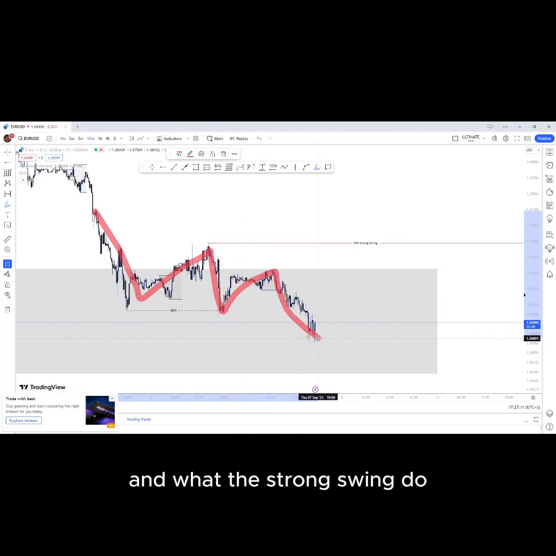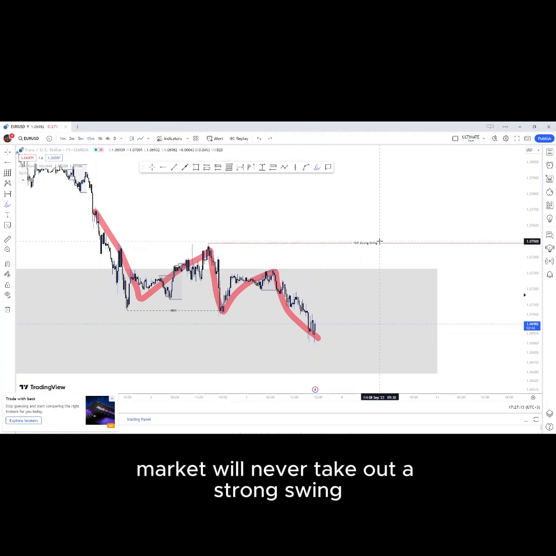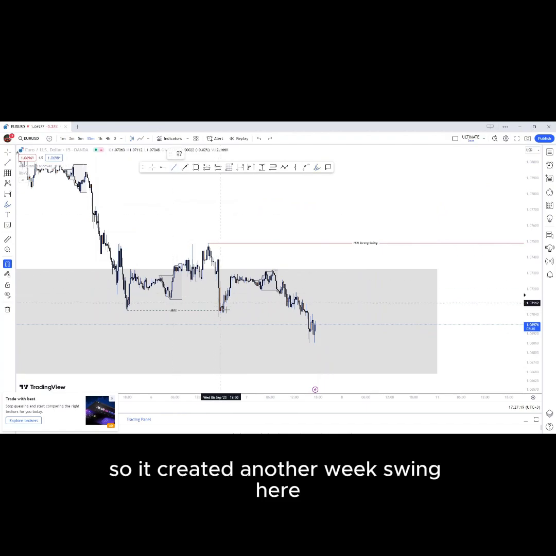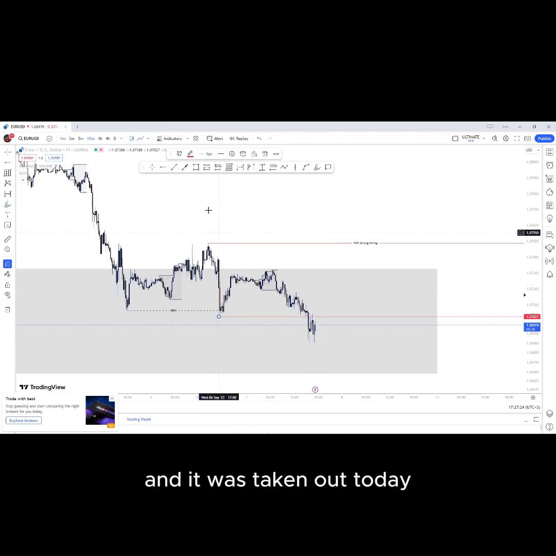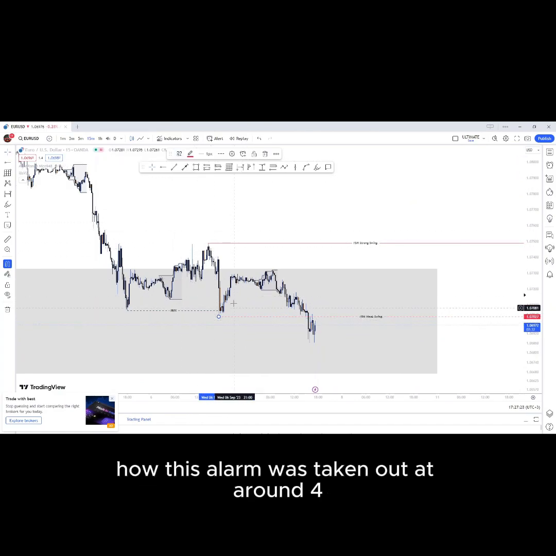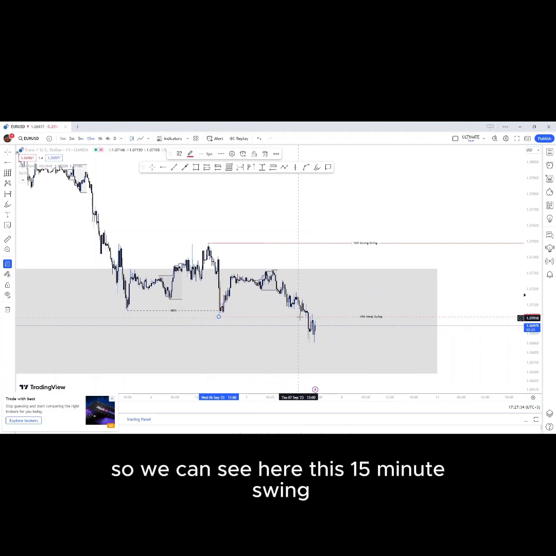I marked it as a strong swing because the market is downtrending. And what does a strong swing do? They are always protected. The market will never take out a strong swing unless it wants to reverse. So it created another weak swing here, which I marked before it was taken out. It was taken out today at the same time as yesterday, at around 4. So we can see this 15-minute weak swing had been taken out.